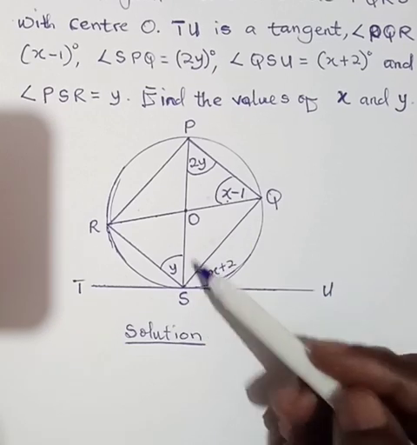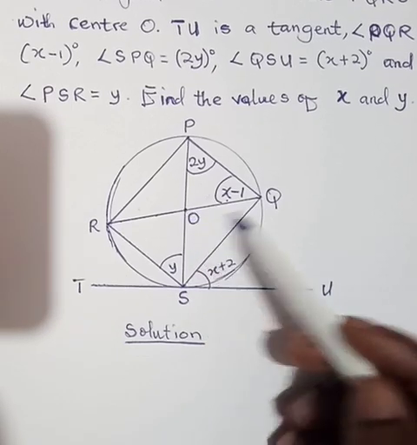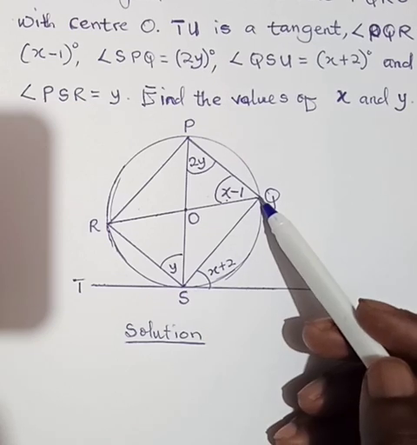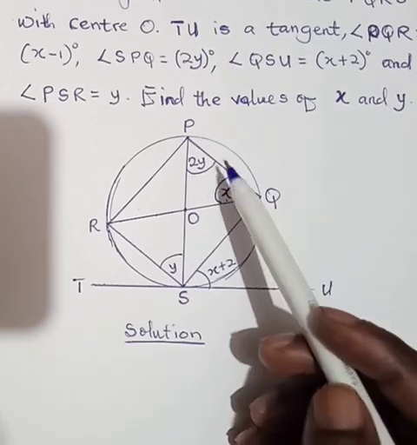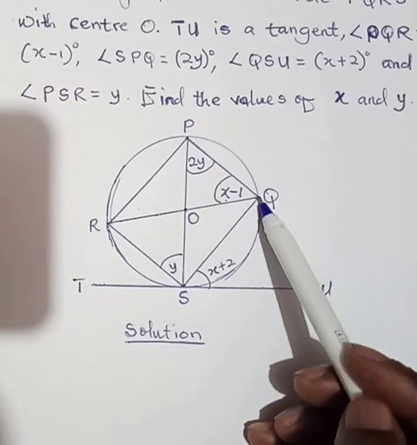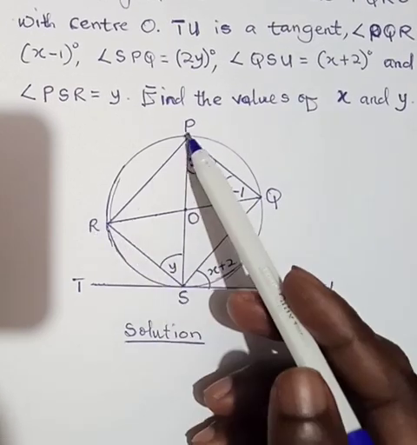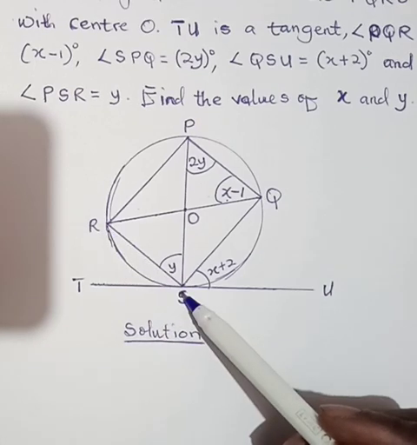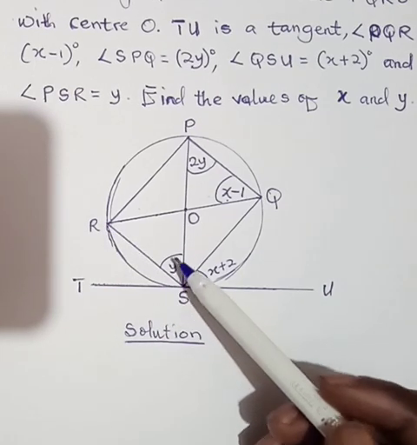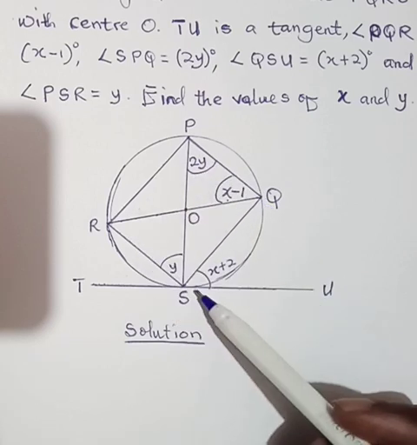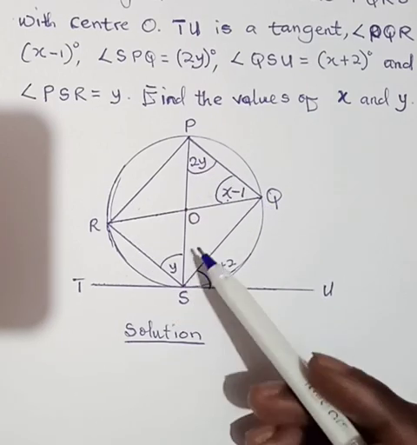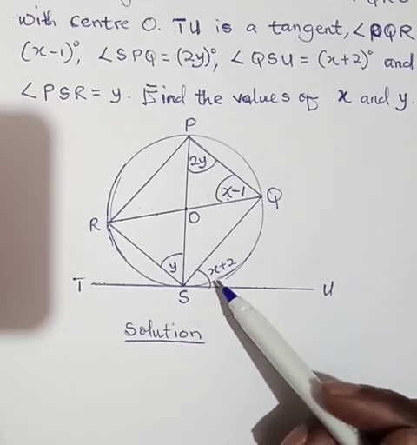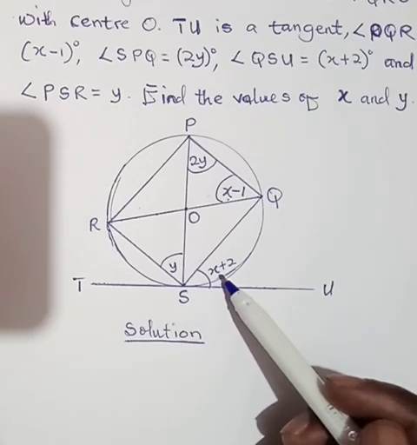PR, RS. So this line here, SQ, is a chord. And PQ is also a chord. RP is also a chord. RS is also a chord. If we understand that all these lines are chords, then we can proceed to find the values of x and y.